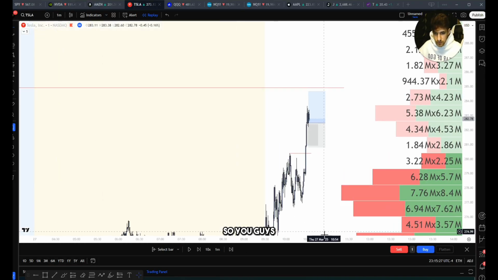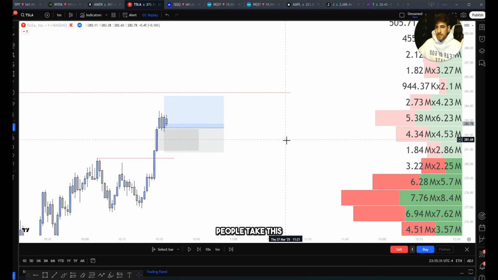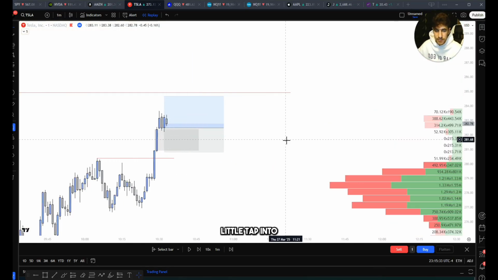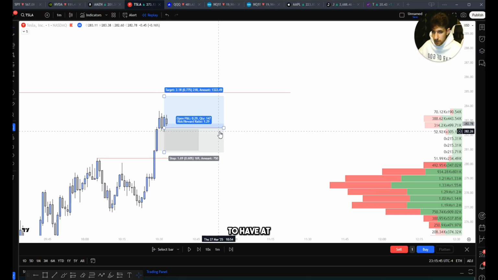So, do you guys see how everything works in harmony? So many people take the setup and they just see a little tap into the fair value gap and they take it and it totally fails. Or they see a breakout and it totally fails because they're not paying attention to the actual candle and what that price action is giving us. So that's a very important note that you guys need to have at all times.